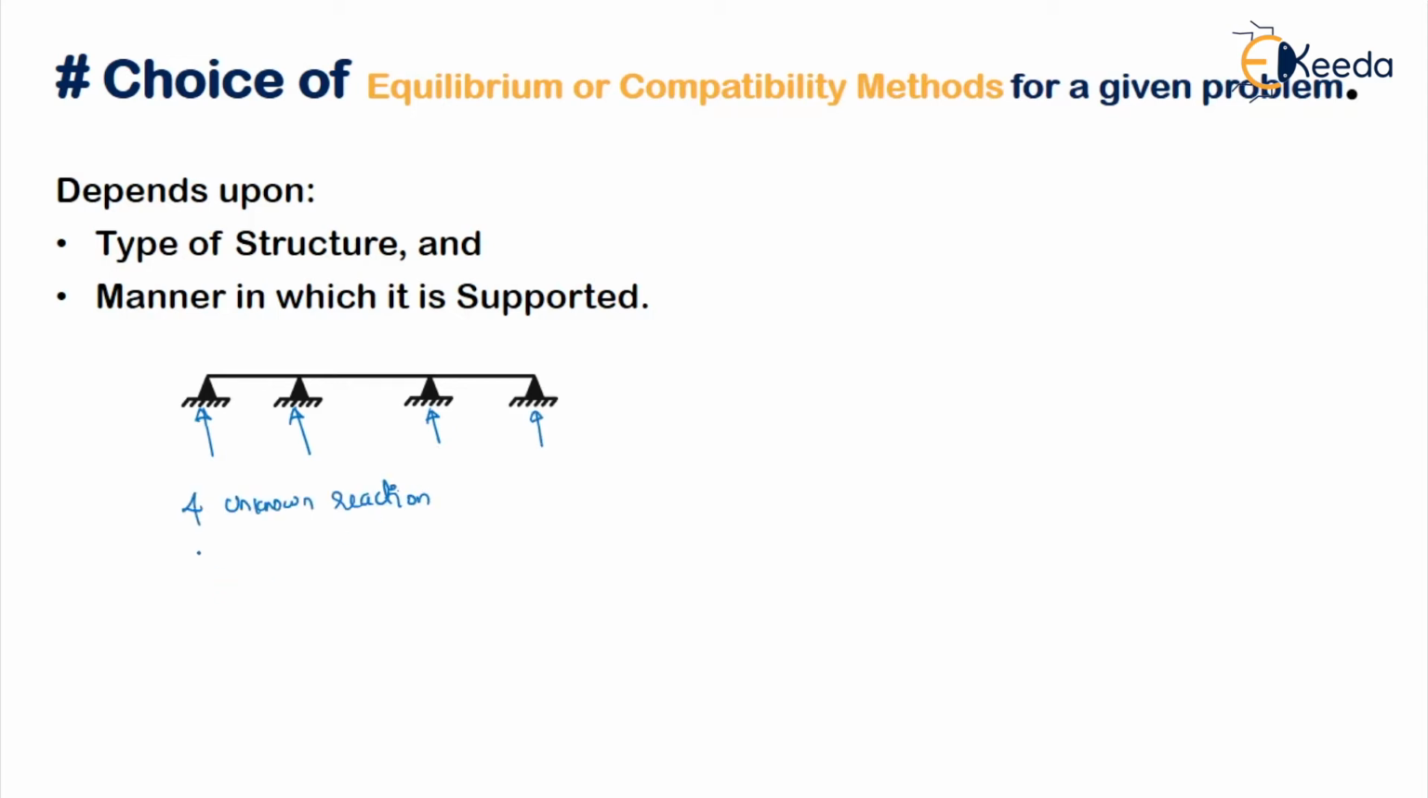And how many equations of equilibrium will you have? What are the two equations of equilibrium? Summation V equal to 0 and summation M equal to 0. Summation H will not be there because there is no horizontal load. Now, suppose you are going for the equilibrium method. In the equilibrium method, what are the unknowns? Displacements are your unknowns, right?